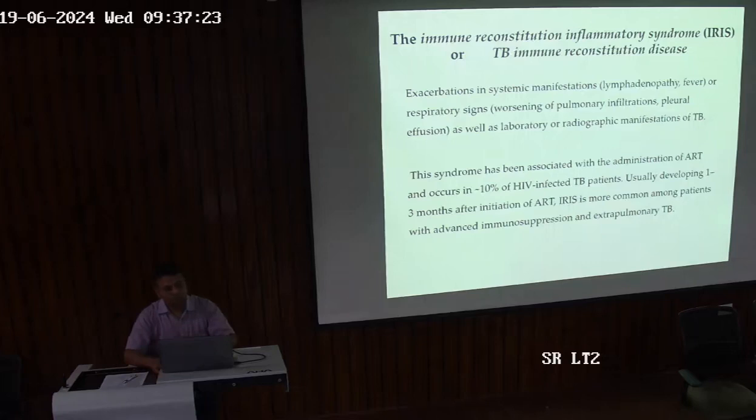This is immune reconstitution inflammatory syndrome, IRIS, or TB immune reconstitution disease. This is an exacerbation of systemic manifestations like lymphadenopathy, fever, or respiratory signs, as well as laboratory or radiographic manifestations of TB. It is associated with the administration of ART. ART is antiretroviral therapy, and it occurs in 10% of HIV infected TB patients. So it's a syndrome associated with HIV patients on treatment, a flaring of the response.